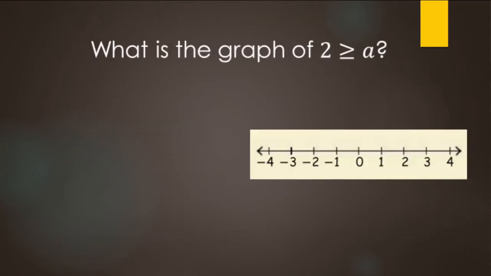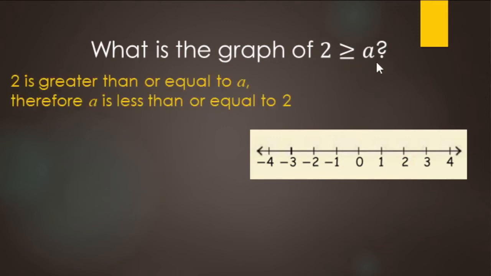Okay, now we're going to move on to graphing. So the graph of 2 is greater than or equal to a. So we're not used to actually seeing it this way. So if 2 is greater than or equal to a, that means that a is less than or equal to 2. So this is the way that we're used to seeing it, with the variable first. If it's written the other way, at least in your brain, think of it this way.